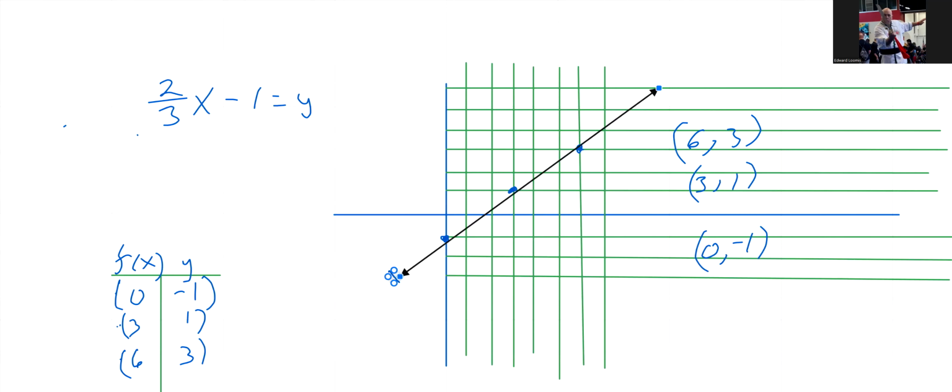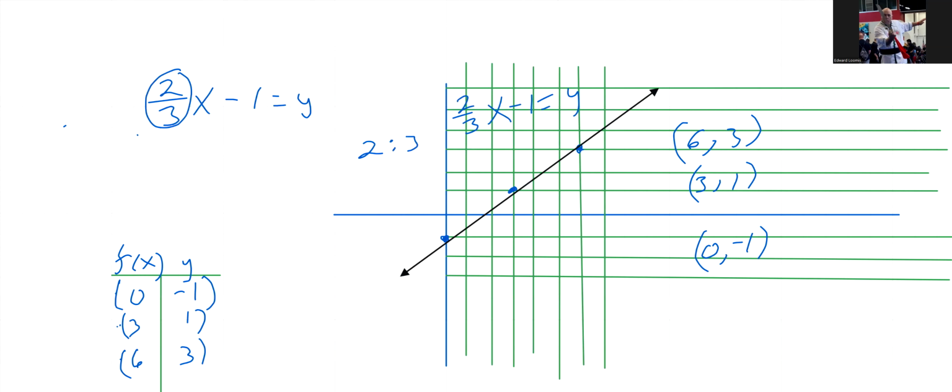Because it is going up. All I got to do now is write my equation. 2/3 x minus 1 is y. And the slope of this line, my rise is 2, my run is 3. The slope of this line is just whatever that number in front of the x is as a fraction.